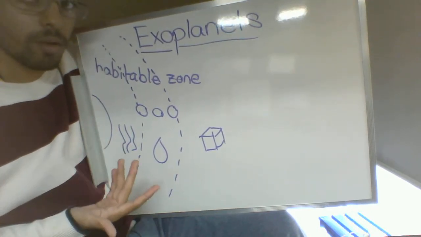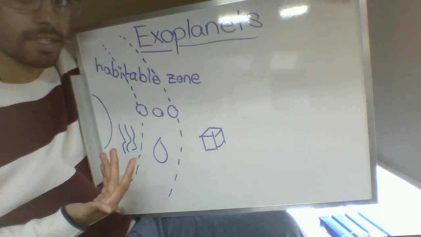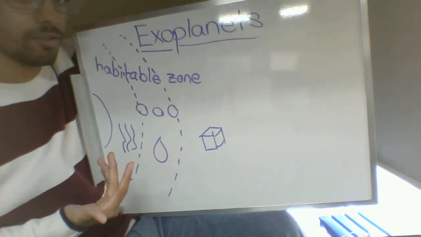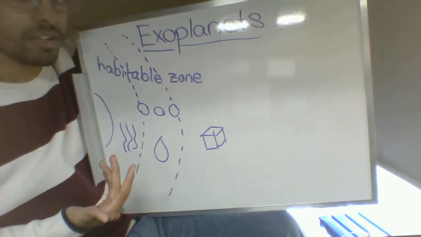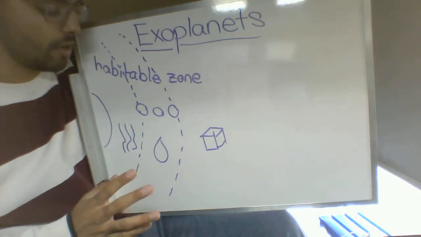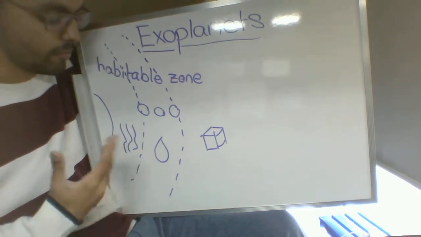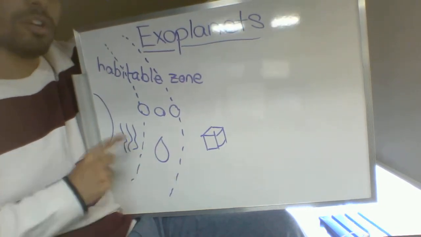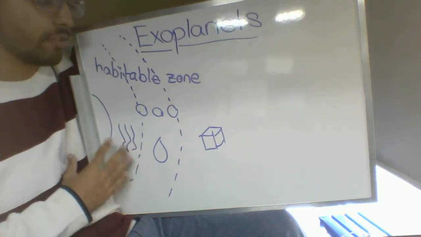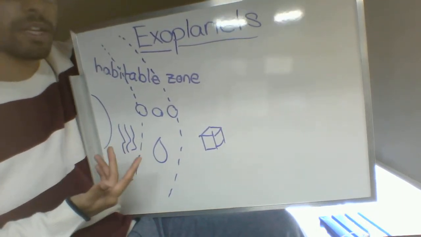Now, the other problem with these exoplanets is that they can be really, really hard to detect, and we're going to talk in the next part of this video about a couple of ways that astronomers use to try and figure out if a star has planets orbiting it.